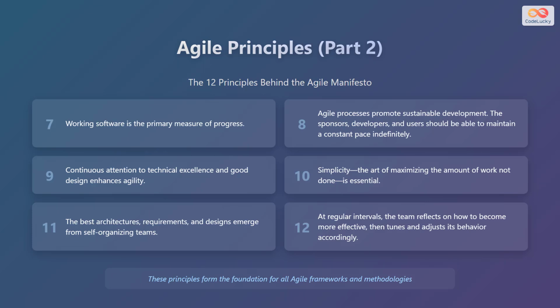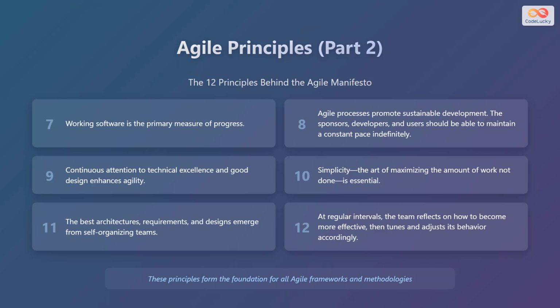Let's continue with the Agile principles. Seventh principle. Working software is the primary measure of progress. Eighth principle. Agile processes promote sustainable development. The sponsors, developers, and users should be able to maintain a constant pace indefinitely. Ninth principle. Continuous attention to technical excellence and good design enhances agility.